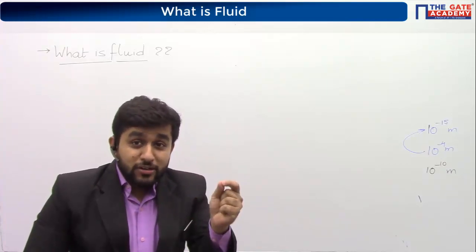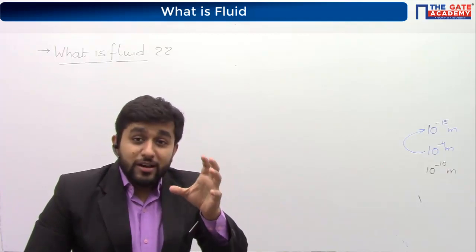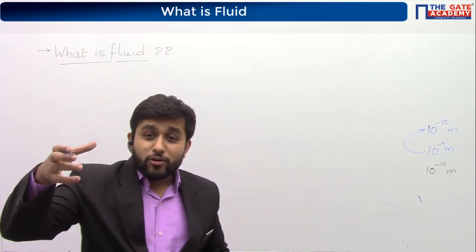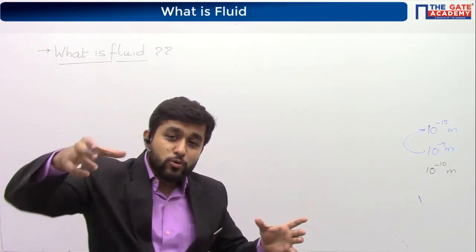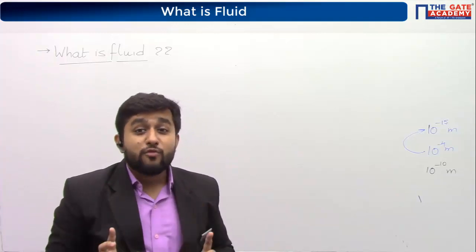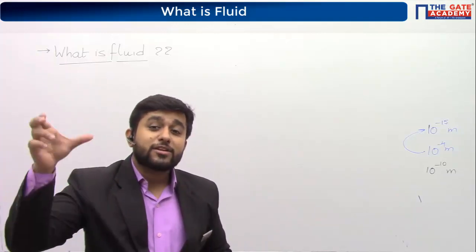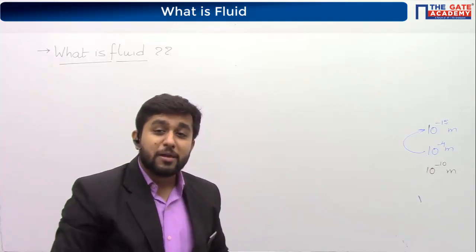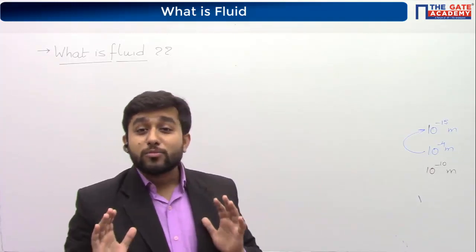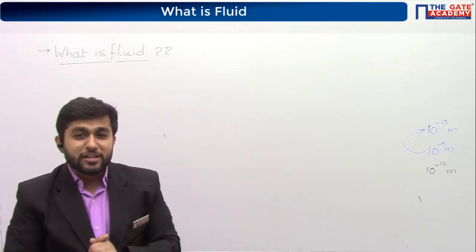Solid is rigid, okay, but in case of liquid, the shape is not fixed. If you take water from a bucket and you pour it in a glass, it will take the shape of the glass, but the volume of water is fixed. 1 liter of water, whether it is in a bucket or in a bottle, will remain the same. And when we talk of gases, neither the shape nor the volume is fixed. So these are some basic differences.